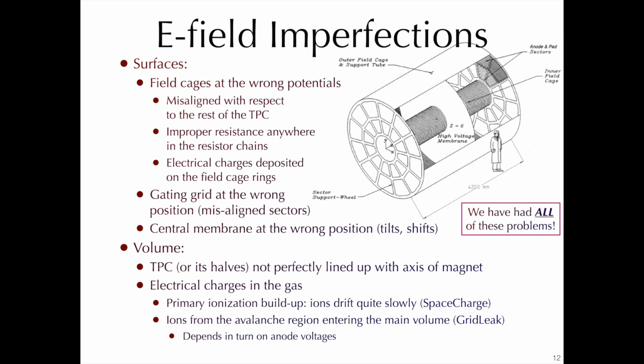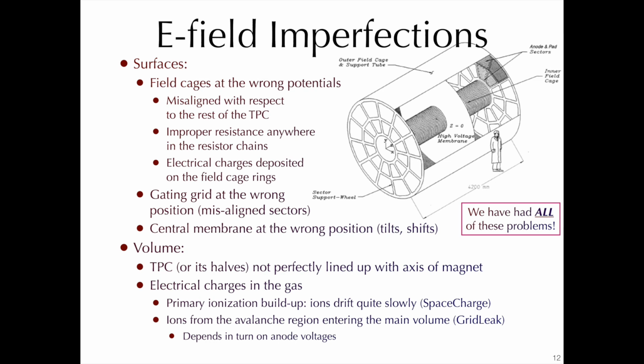As far as electrical charges in the gas, there are two main sources of these electrical charges in the gas. The first is the primary ionization itself. Of course, as the electrons are liberated, you have ions, and those ions drift rather slowly.